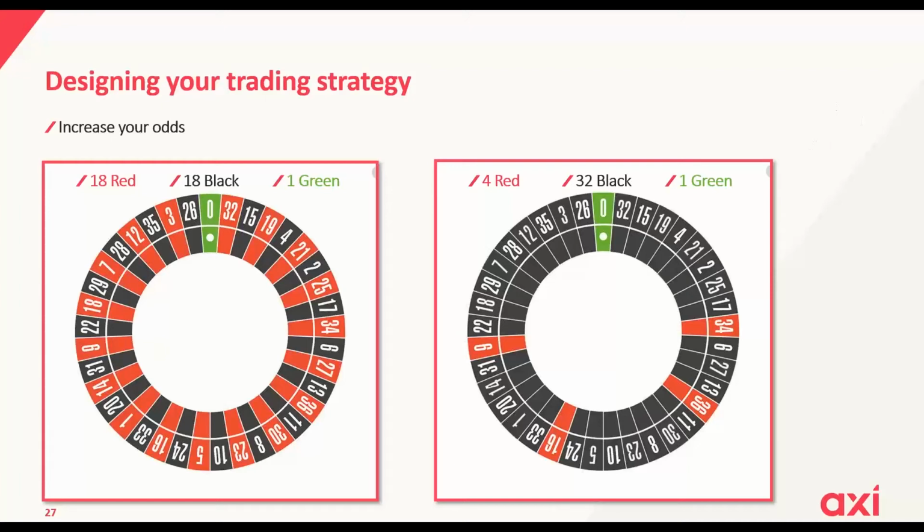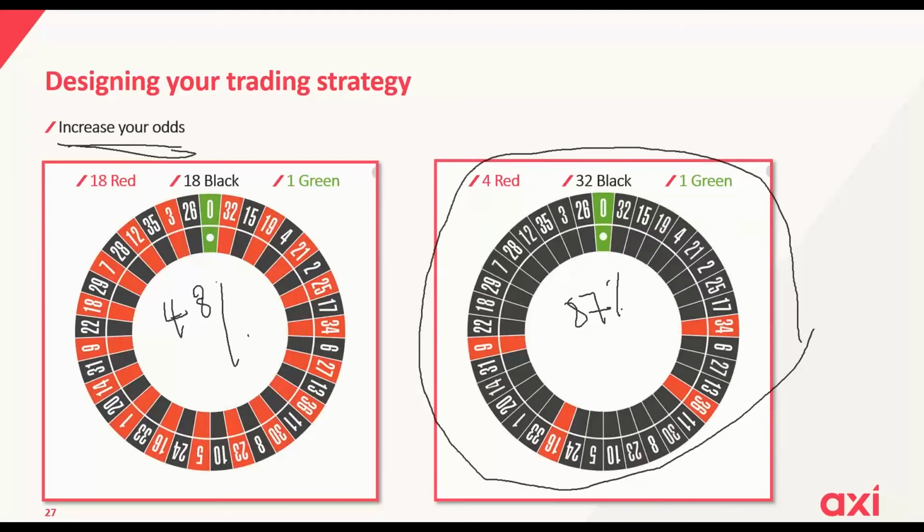The first tip is definitely that you should increase your odds. We don't want to be 50-50. In this case, maybe we are 48% over here, and we were 87% over here. So the first thing we want to do is be in this space. We want to increase our odds.